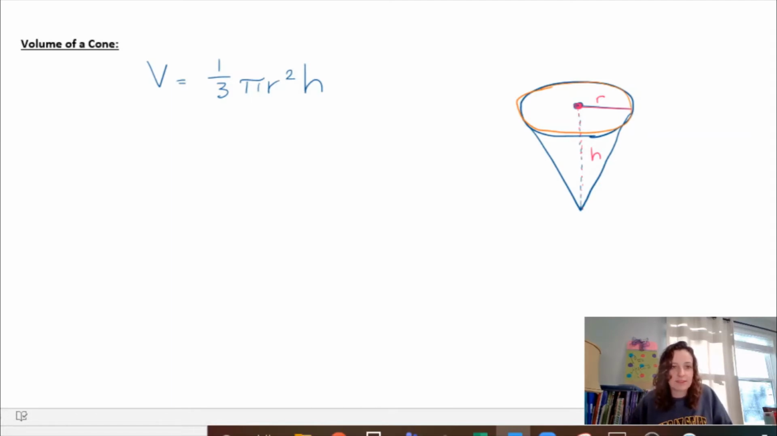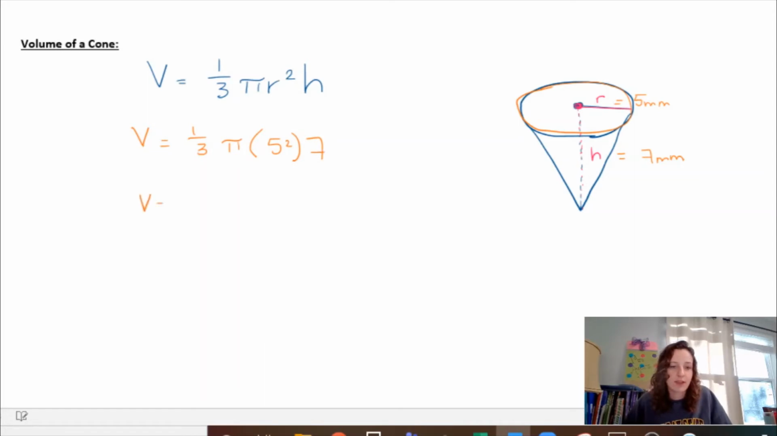Let's go ahead and say that the radius here is equal to 5 millimeters and that the height is equal to 7 millimeters. Then I can plug those values in here to my volume formula. The volume is equal to 1/3 times pi times the radius, which is 5. Make sure that you have the actual radius and not the diameter. Sometimes they'll give you the diameter, in which case you have to divide by 2 in order to find the radius, and then multiply that by your height of 7.